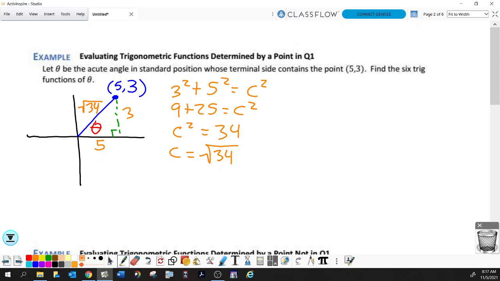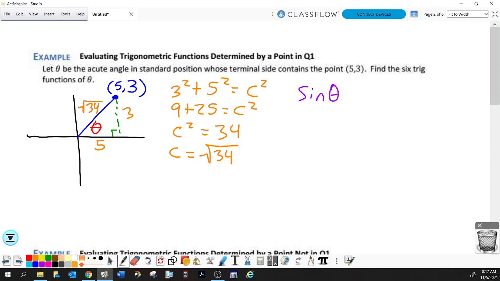Now, we've all graphed points before. We're all well aware that x and y could both be negative. That's okay. But the hypotenuse cannot be negative. The hypotenuse represents a distance between a point and the origin. Okay? So, square root 34. Let's go.